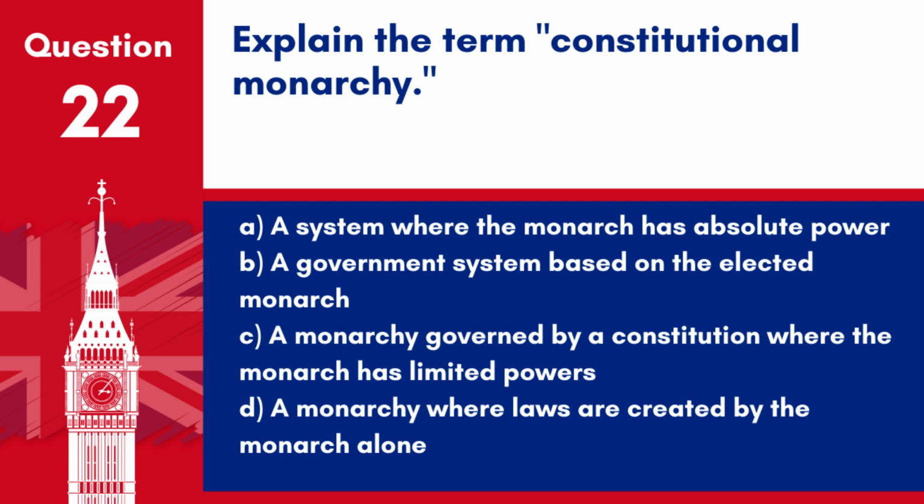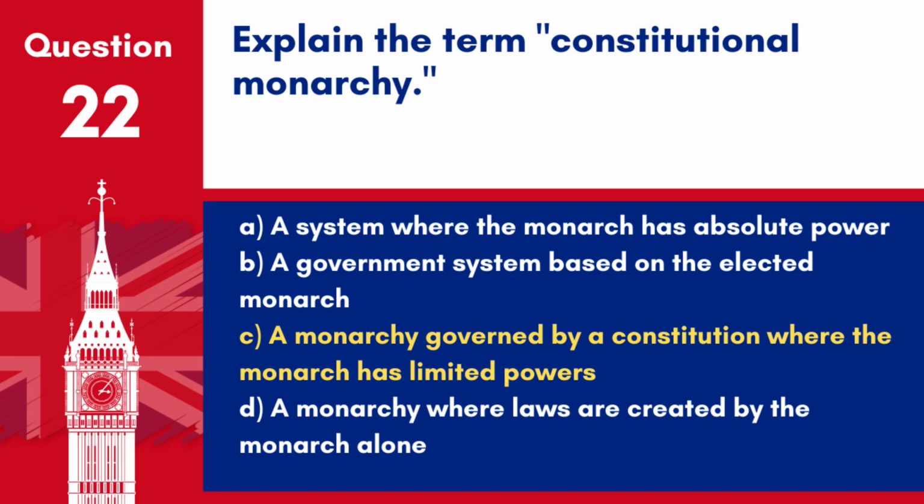Question 22. Explain the term constitutional monarchy. A. A system where the monarch has absolute power. B. A government system based on the elected monarch. C. A monarchy governed by a constitution where the monarch has limited powers. D. A monarchy where laws are created by the monarch alone. Answer: C. A monarchy governed by a constitution where the monarch has limited powers.